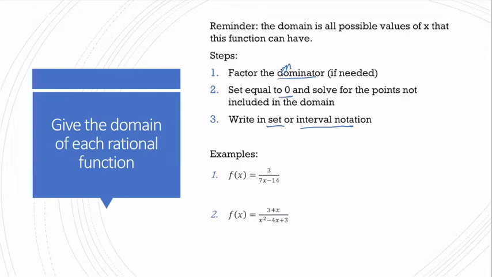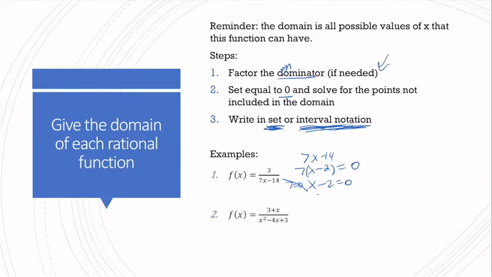So if I have f of x equals 3 over 7x minus 14, I'm going to factor my denominator, so 7x minus 14 becomes 7 times x minus 2, and I set this equal to 0. So I have 7 equals 0, so we ignore that, and I've got x minus 2 equals 0, which I can solve for. So I add 2 to both sides, and I get that x equals 2. What that means is if I was to substitute 2 into 7x minus 14, I would have a denominator equal to 0, which is not good.